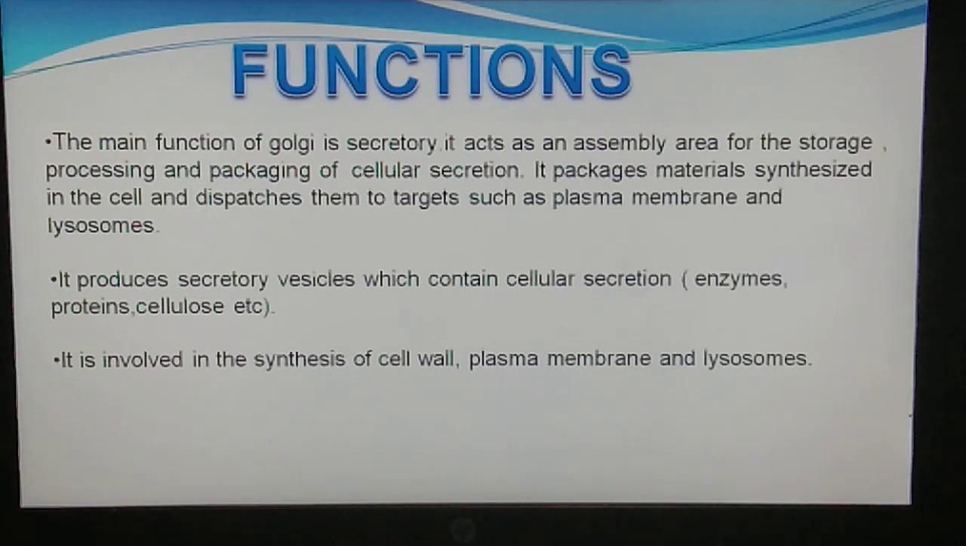So students, it's a very important thing that you all need to memorize: this Golgi apparatus helps in the synthesis of cell wall in case of plant cell, plasma membrane in case of animal cell, and also helps in the formation of lysosomes, which we'll be studying later on. So this was all about the Golgi apparatus.